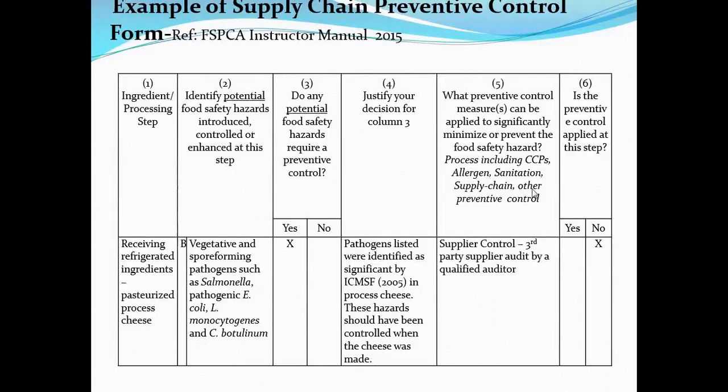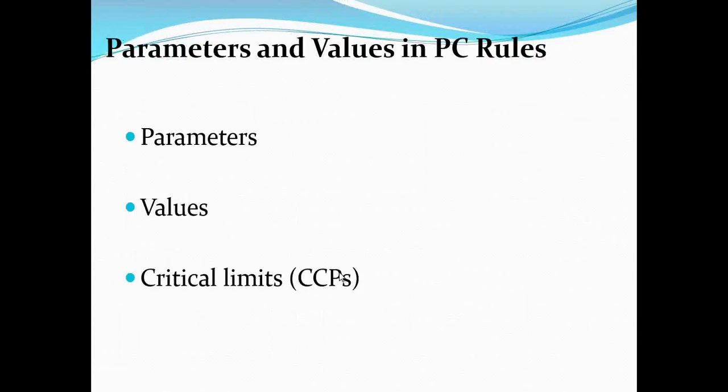And the last one here is an example of supply chain preventive control. For example, receiving a refrigerated ingredient. What is the hazard? Here there is a biological hazard, salmonella and E. coli and things like that. And how do you control that? This is through supplier control: a third-party supplier audit by a qualified auditor. That's how you mitigate that hazard or risk.